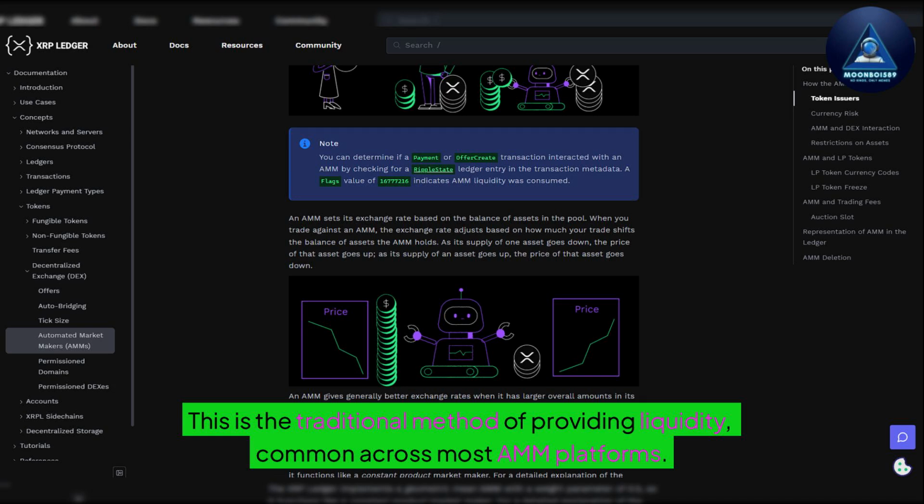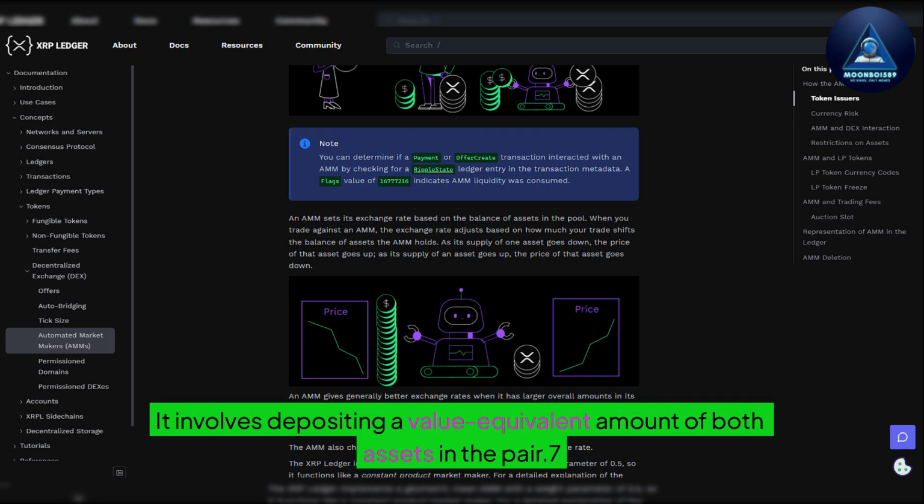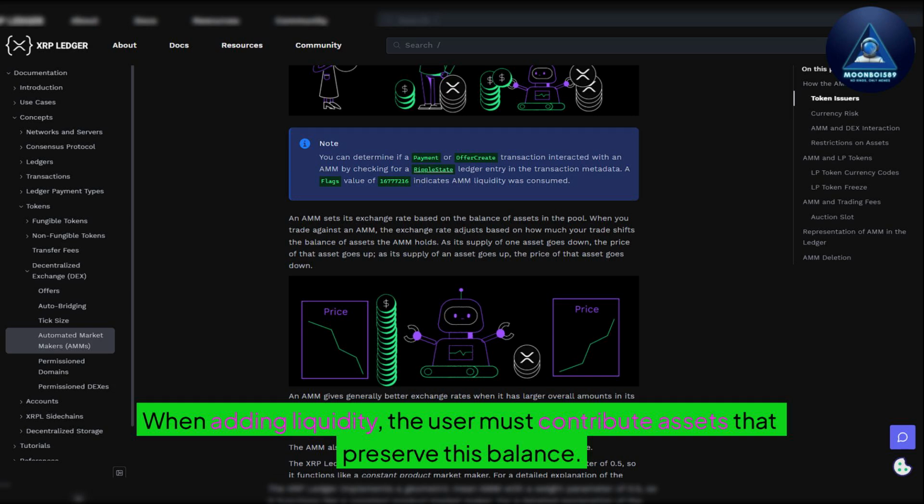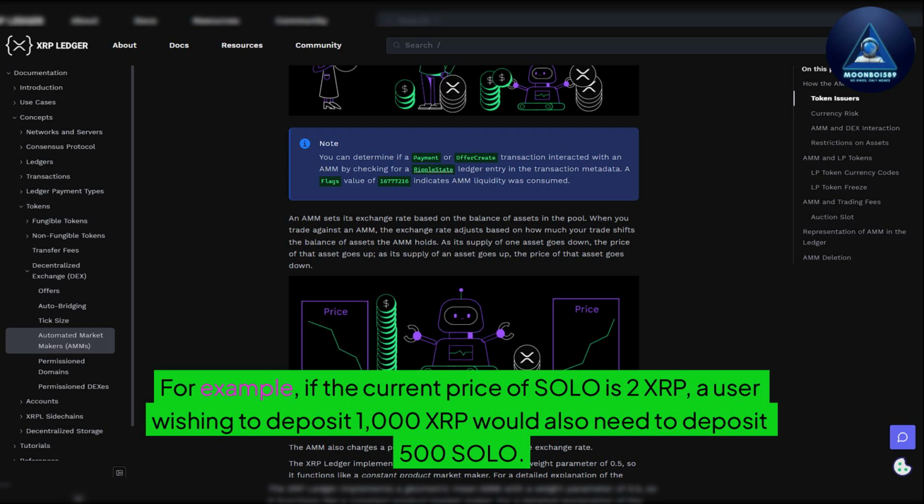This is the traditional method of providing liquidity, common across most AMM platforms. It involves depositing a value equivalent amount of both assets in the pair. Mechanism. The AMM pool must maintain a 50-50 value balance between its two assets. When adding liquidity, the user must contribute assets that preserve this balance. For example, if the current price of Solo is 2 XRP, a user wishing to deposit 1,000 XRP would also need to deposit 500 Solo.